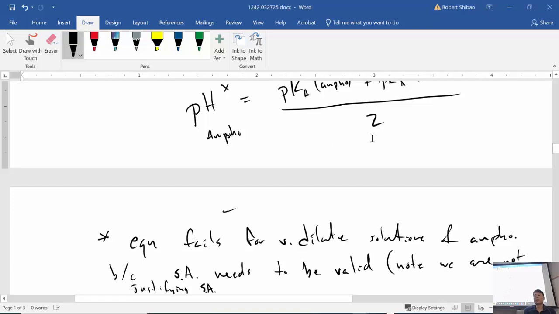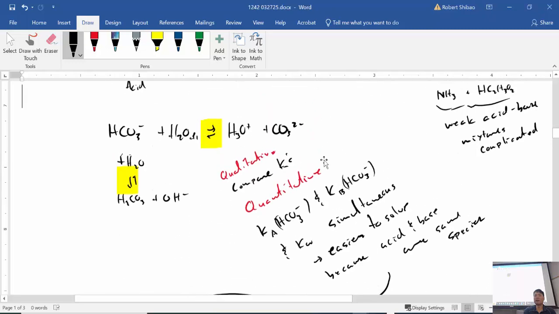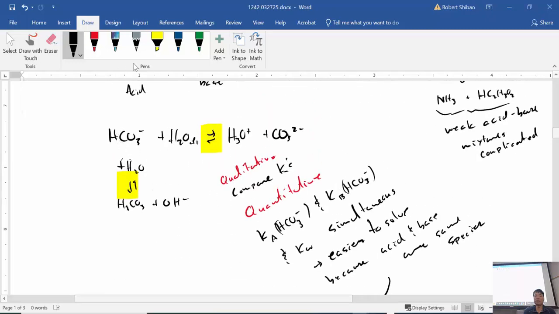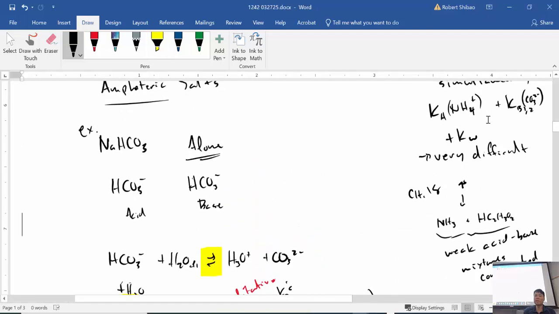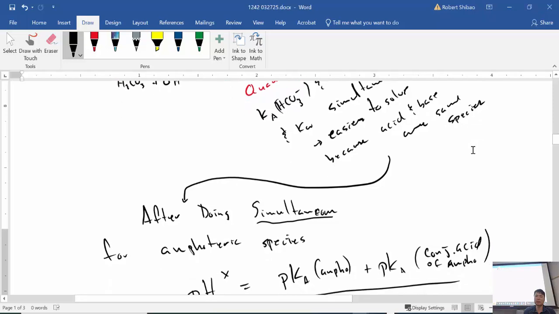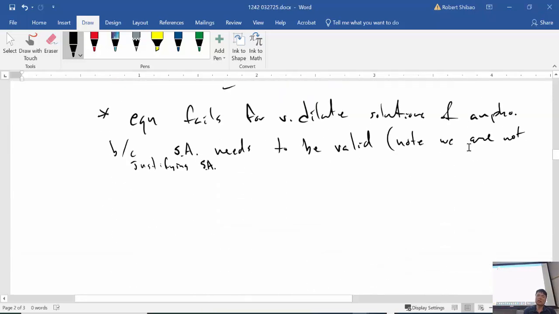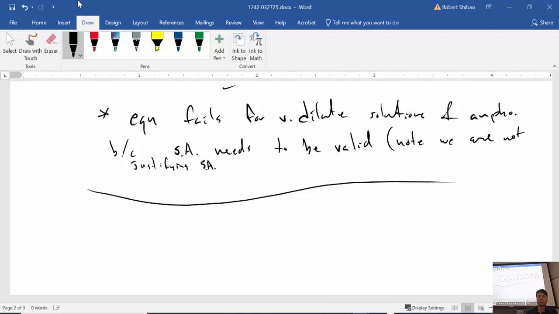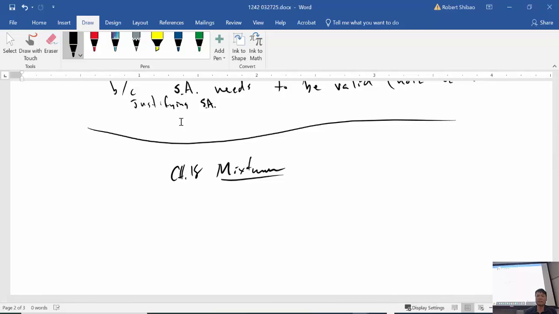So whenever we have an amphoteric, it turns out to be easy to figure out the pH, because the acid and base species are the same. But if we have different acid and base species, then it becomes a much more complicated question. And so in chapter 18, we're going to look at mixtures. So let's take a look at mixtures of acids and bases.